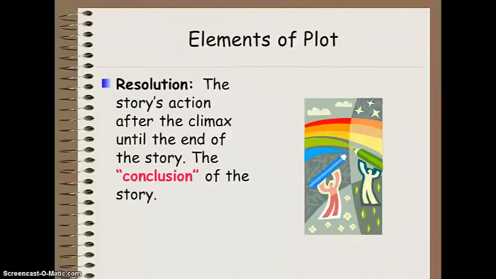And finally, there's the resolution. The story's action after the climax until the end of the story. It's really how the story is wrapped up. It's the conclusion of the story. It's how everything, all the problems are resolved. Hence the word resolution. How everything is resolved.